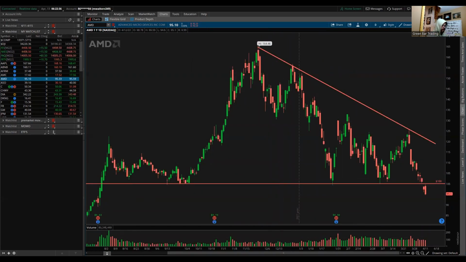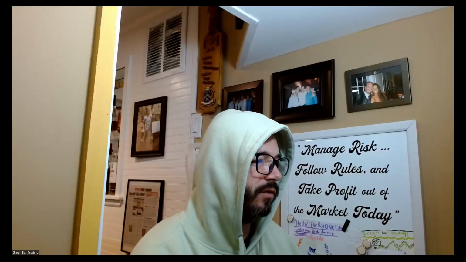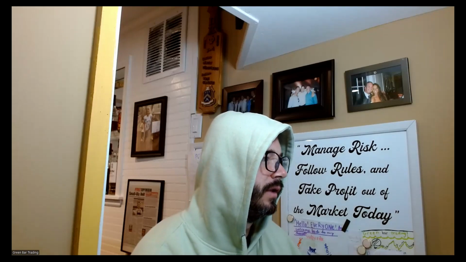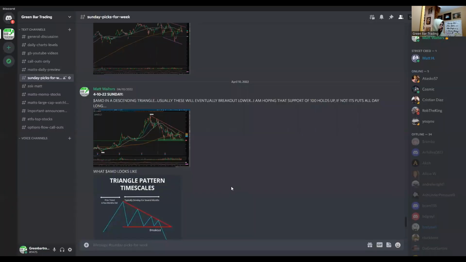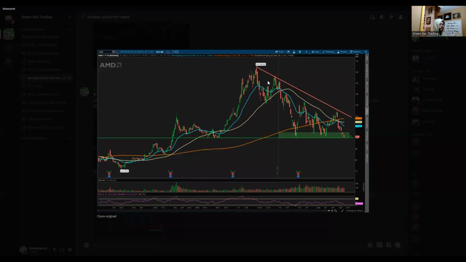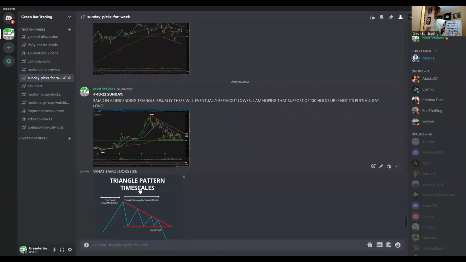So let me just pull up here before I get into the actual charts so we can see. This was what we posted on Sunday. A lot of times, in Discord, in our community, we're always going over these plays before the start of the week. So you can see here, 410, AMD in a descending triangle. Usually these will eventually break out lower. This is the chart we posted at the time. And then you see the breakdown.